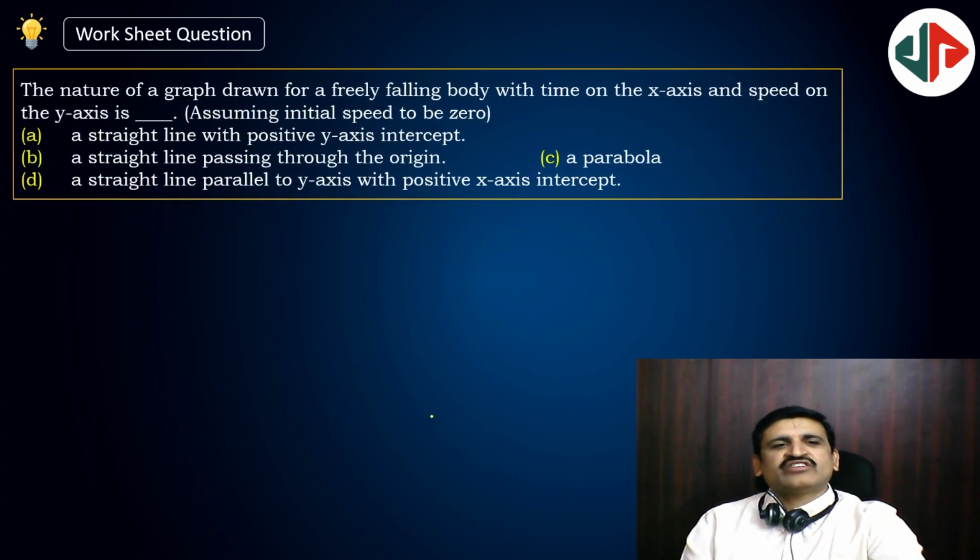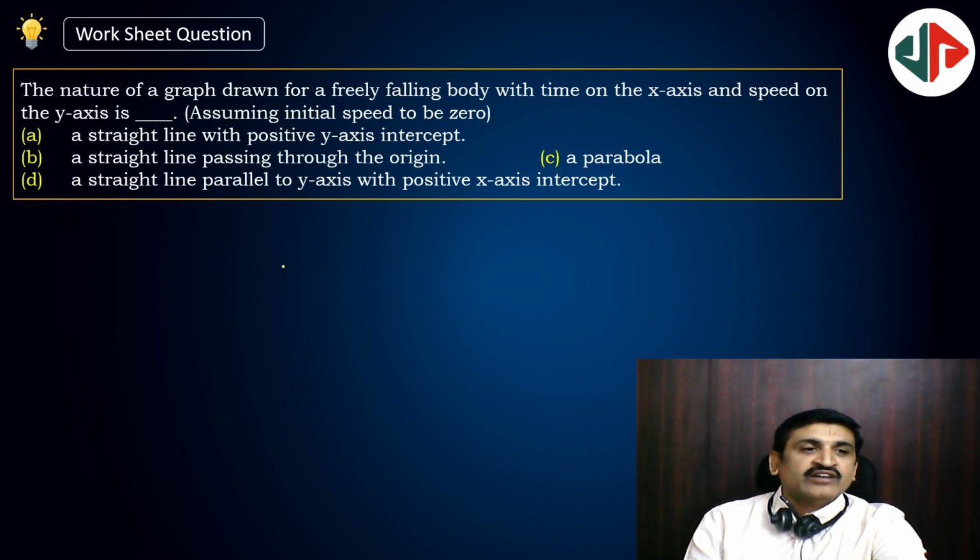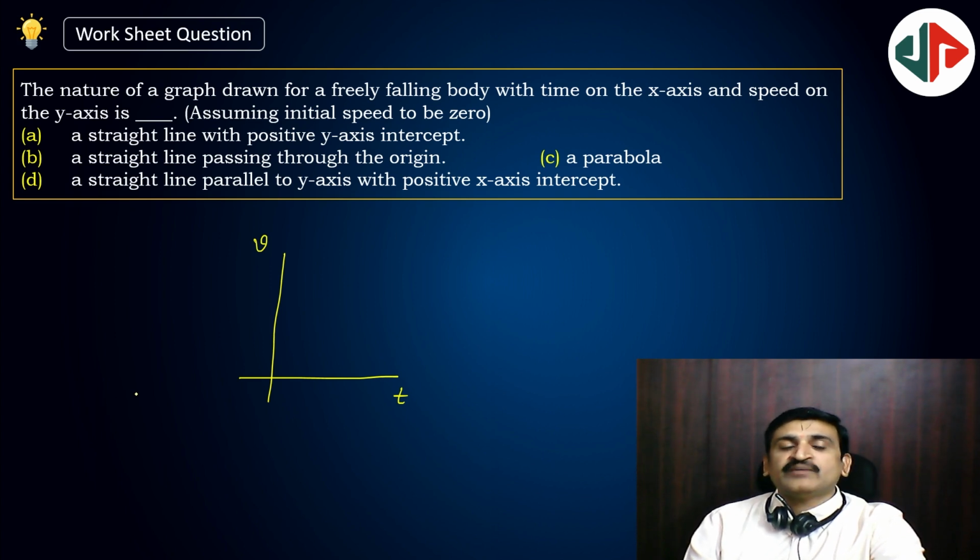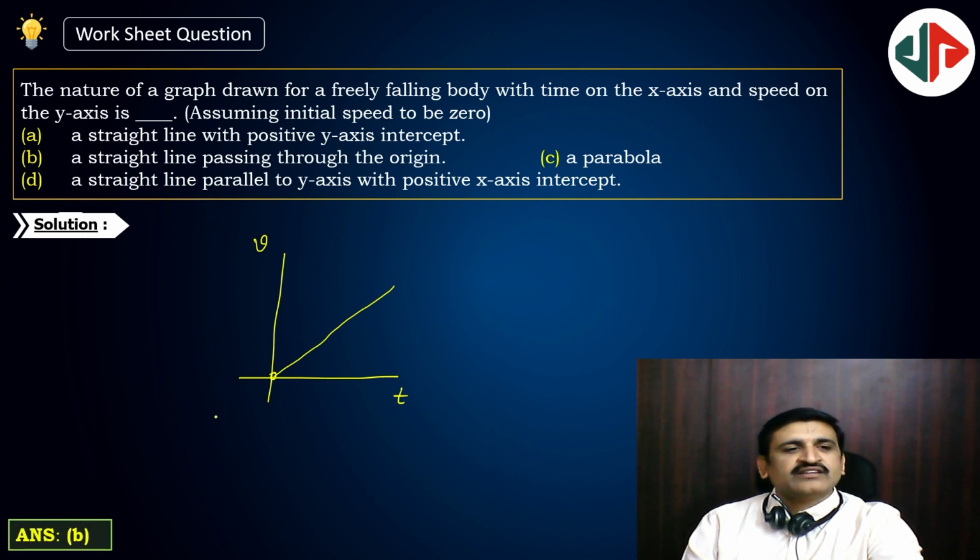The nature of graph drawn for a freely falling body with time on x-axis and speed on y-axis. Time on x-axis, speed on y-axis. The nature of the graph for a freely falling body. Freely falling body is first velocity 0. Next velocity gradually increases, and the slope, velocity by time, acceleration, that is constant. So it should come as a straight line, a straight line passing through the origin.